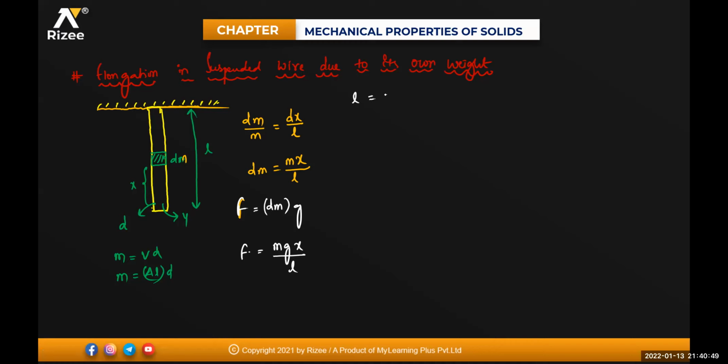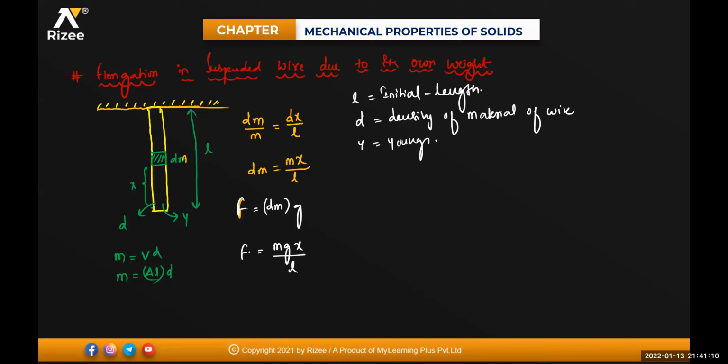Initially, L is the initial length, and D is the density of the material of the wire. Y is the Young's modulus. So mass will be equal to volume into density. Volume is equal to area into L, into density. And what is A, beta here? A is the area of cross section.